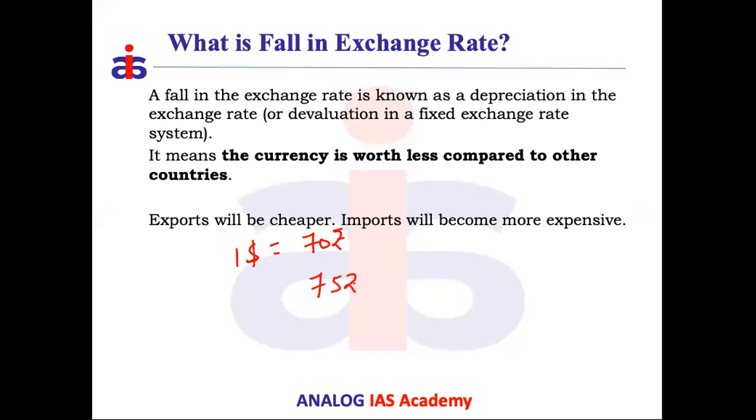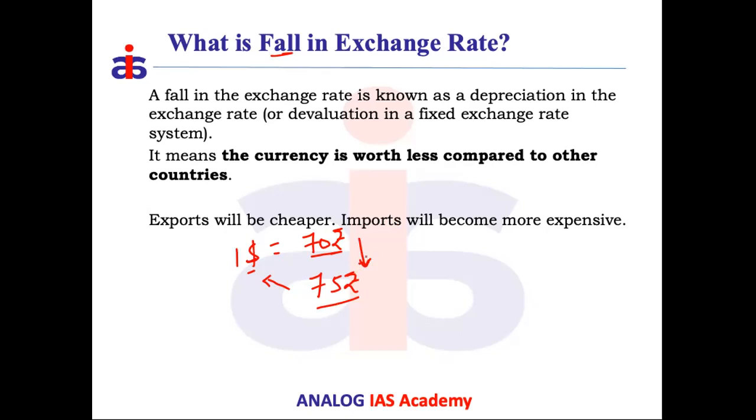So the number of Indian rupees that you need to pay to get $1 was 70 previously. Now you need to pay 75 rupees to get one single dollar, right? So here you can see, compared to the dollar, the Indian rupee value has decreased, right? So a decrease in the value of the domestic currency is simply called a fall in exchange rate.